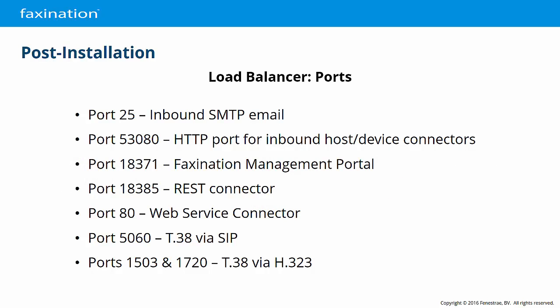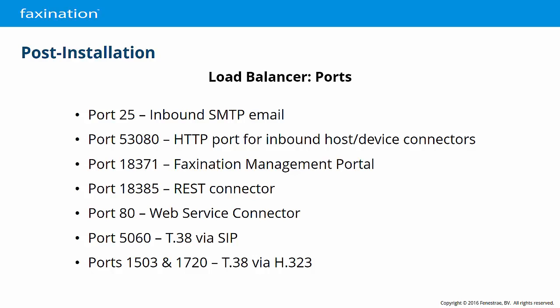The load balancer needs to distribute incoming port 25 requests for SMTP email. This is TCP. Any remote Faxination host or device connectors will communicate inbound with the kernels on TCP port 53080. The Faxination Management Portal uses a REST interface that listens on TCP port 18371. The new Faxination REST connector listens on TCP port 18385. The Faxination Web Service Connector uses standard TCP port 80, just like normal HTTP communication.